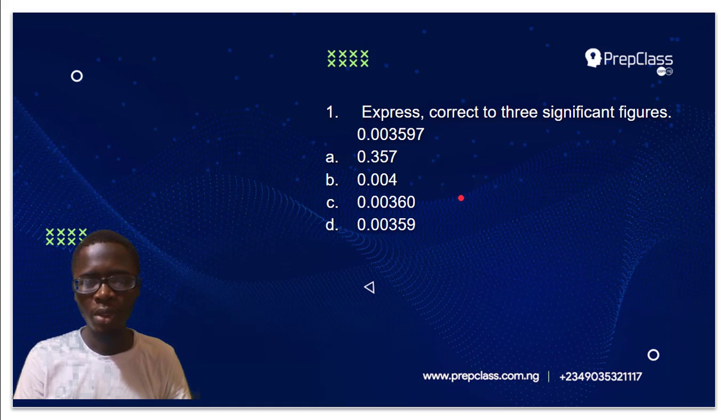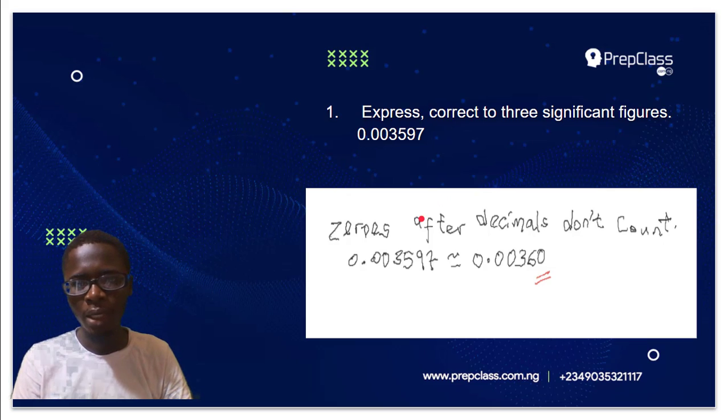There are just some little things we need to take note of in order to avoid pitfalls in this particular question. It is very important to remember that zeros after the decimal place don't count before a non-zero digit. So this 0.00, we don't count them as significant figures. They are actually insignificant. Our counting starts from the first non-zero digit, which happens to be 3 here. So this is our first digit, one significant figure, 2, 3. So this happens to be the number of significant figures that we have, 3, 5, and 9.